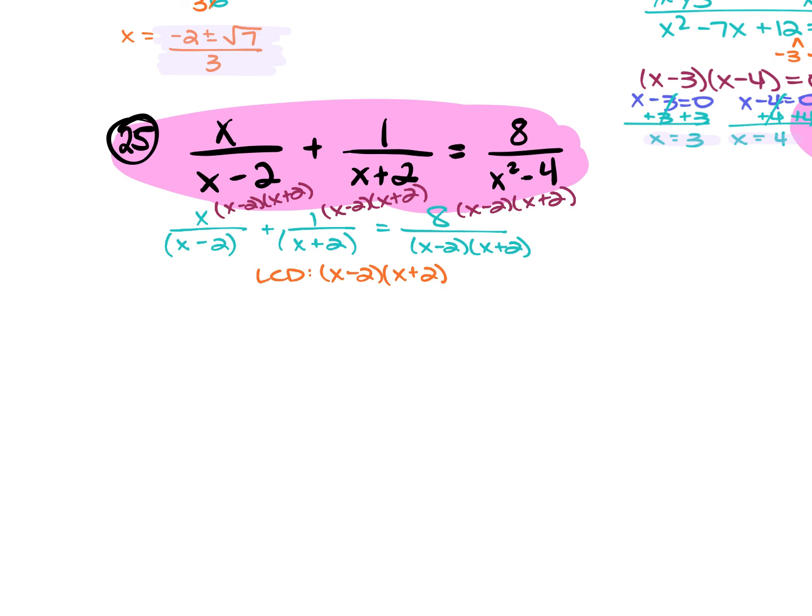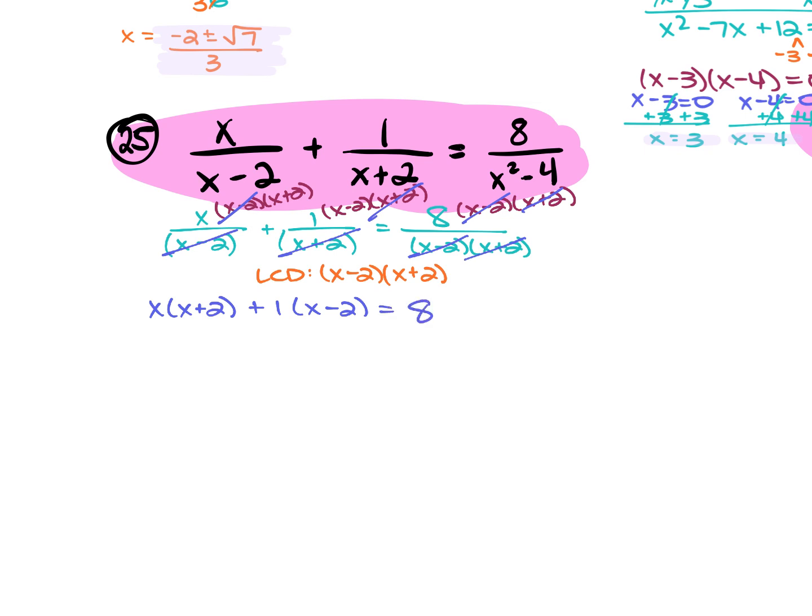So on the first one, that x over x minus 2, what is the same when you multiply that by your least common denominator? The x minus 2's. So that's just x times x plus 2. For the 1 over x plus 2 times your least common denominator, what is the same? The x plus 2, so those cancel. So it's just 1 times x minus 2. And then the 8 over x minus 2 times x plus 2 times the least common denominator, what's the same? All of it. So they all cancel out, and it's just the numerator.